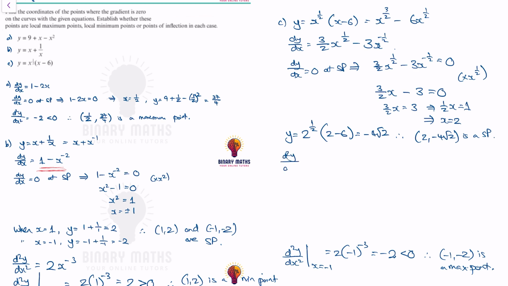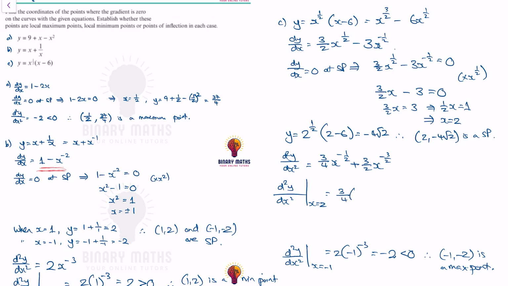If I work out the second derivative now, I end up getting 3 over 4 x to the minus a half. Minus 3 times minus a half is positive 3 over 2. Positive 3 over 2 x to the power of minus 3 over 2. So I need to work out the second derivative when x is equal to 2.